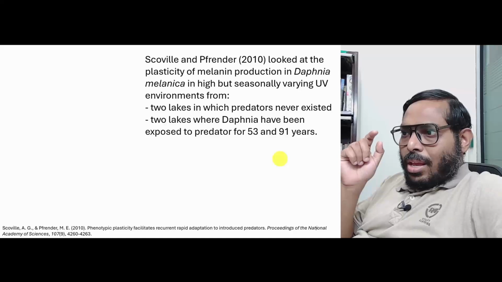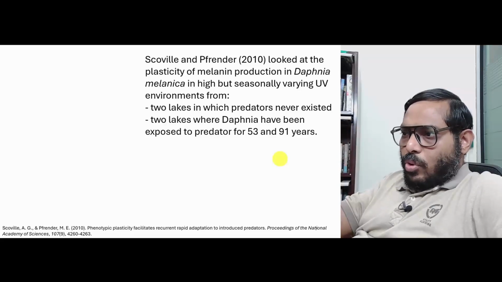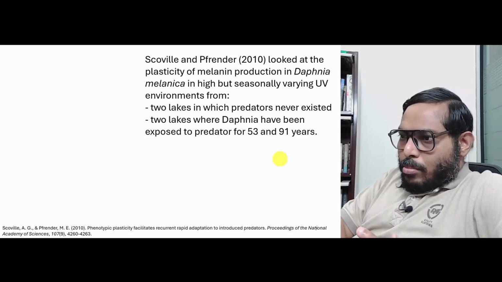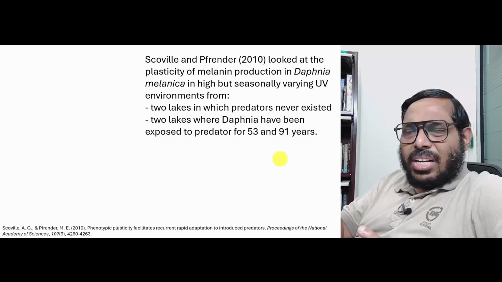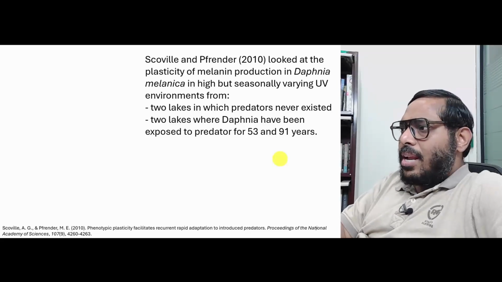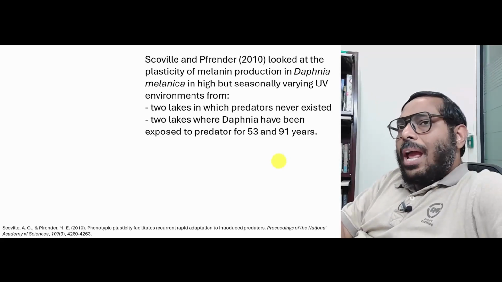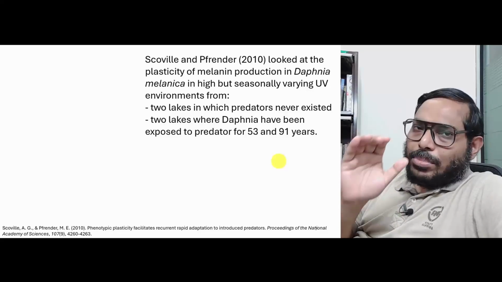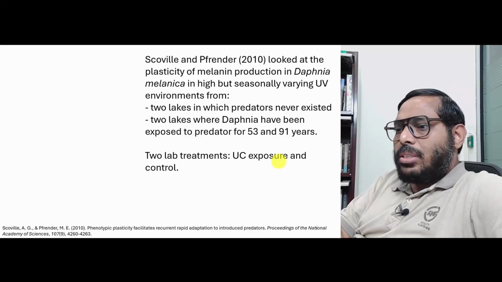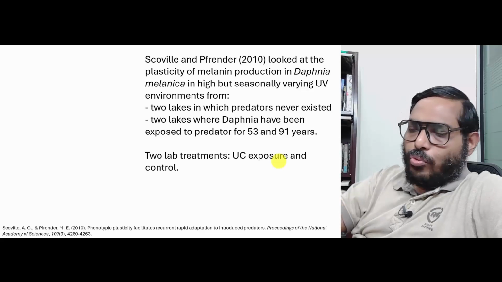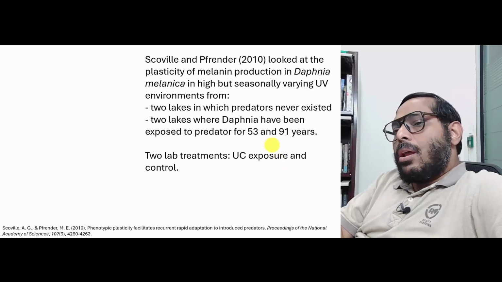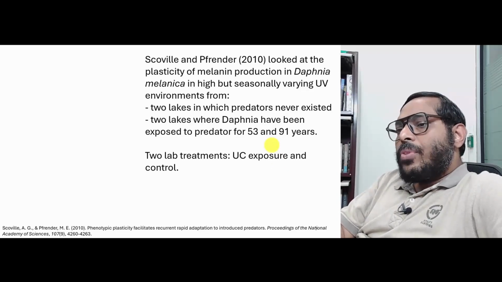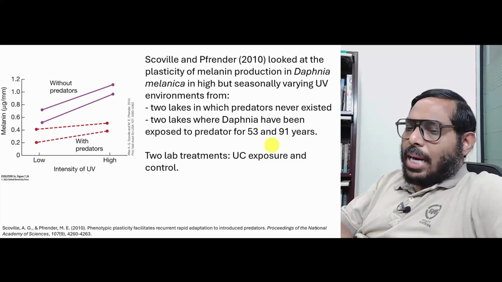So, what these 2 people did was, they brought 13 to 17 different genotypes, which were collected, to the lab and then created 2 treatments, one in which they subjected them to UV and another in which there was no UV. So, that should be UVB, not C. Now, these are the results that they got.